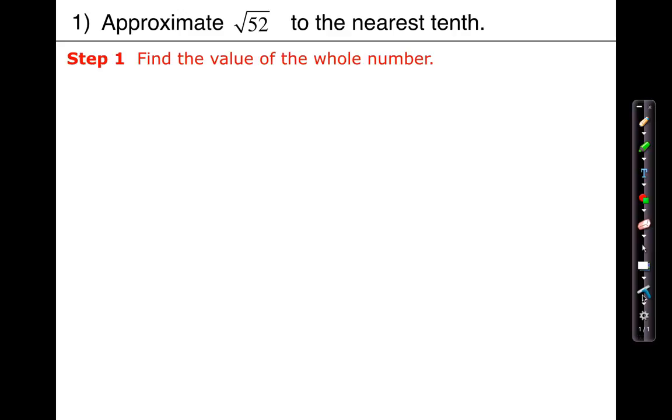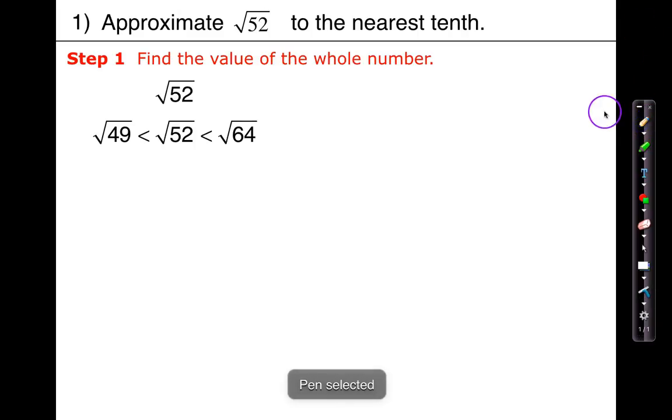So first you always want to decide, okay, the square root of 52 is between what two perfect squares? It's between the perfect square root of 49 and 64. So simply simplify those and say, okay, square root of 49 is 7, square root of 64 is 8. So now I know the answer is between 7 and 8.